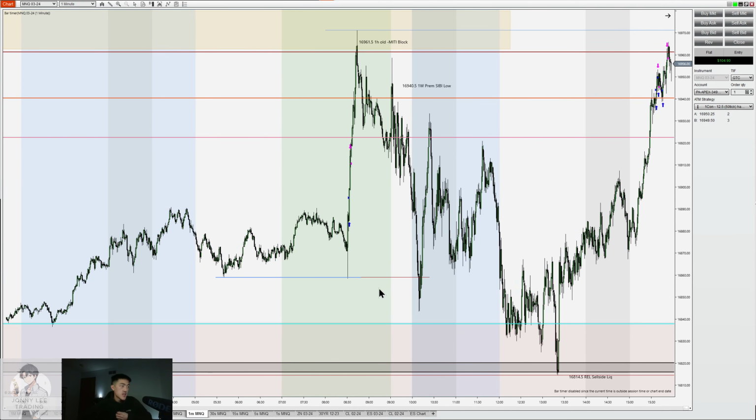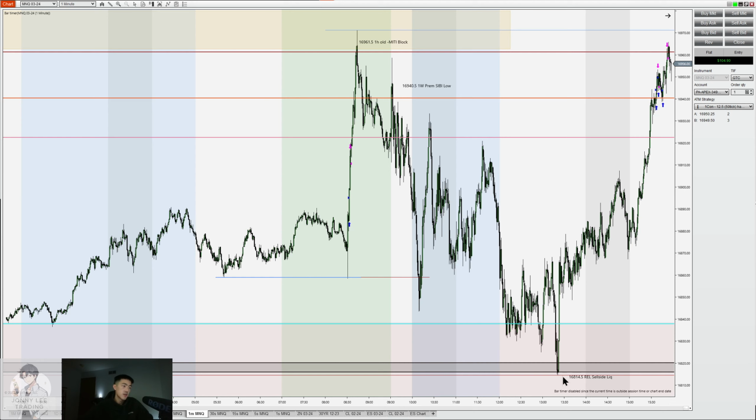So sell side taken, we aim for buy side liquidity. Buy side liquidity taken, aim for sell side liquidity. Sell side liquidity taken, aim for the next buy side liquidity if you can. And the same thing happened throughout the rest of the day.